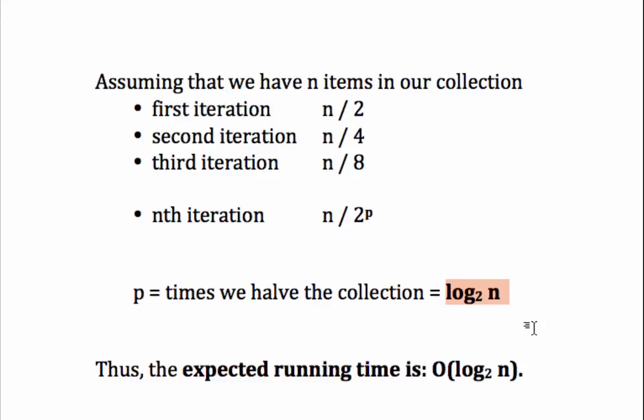And log base 2 of n, for sufficiently large values of n, is a very small value. It's smaller than the value of n. So we said that the expected running time of binary search is log base 2 of n. Again, this big O is a notation, so don't worry about it. It's called big O, and it simply says that the amount of time it's going to take to find a value using binary search on average is going to be equivalent to log 2 of n.